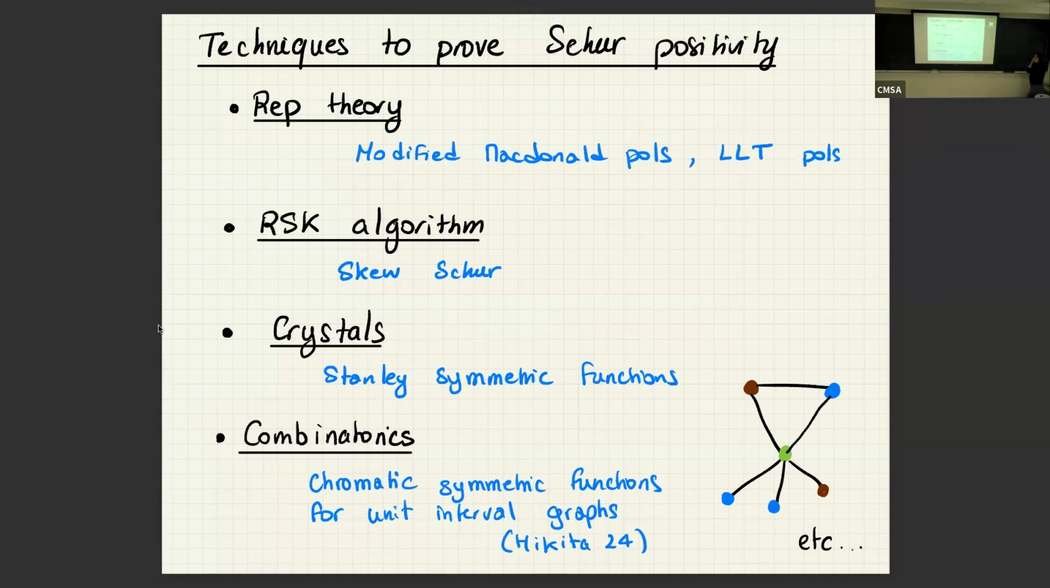So let me tell you about many techniques to prove Schur positivity. The first one, the main motivation, is that we know that Schur polynomials are characters. And so we can think of the polynomials that we want to expand in a Schur basis as characters of something, and study them from a representation theory point of view. Using that, for example, it was shown that modified Macdonald polynomials or LLT polynomials are Schur positive.